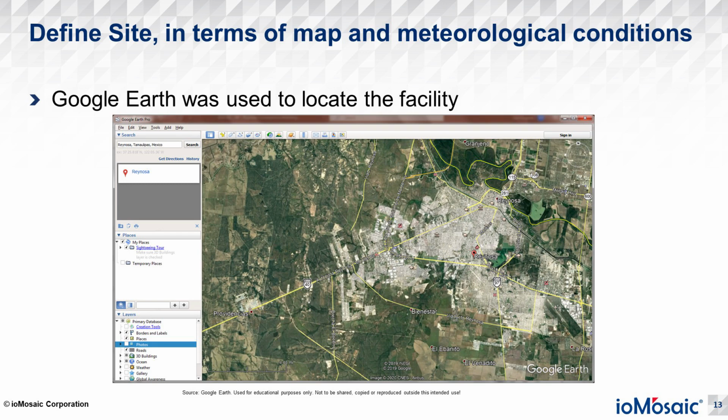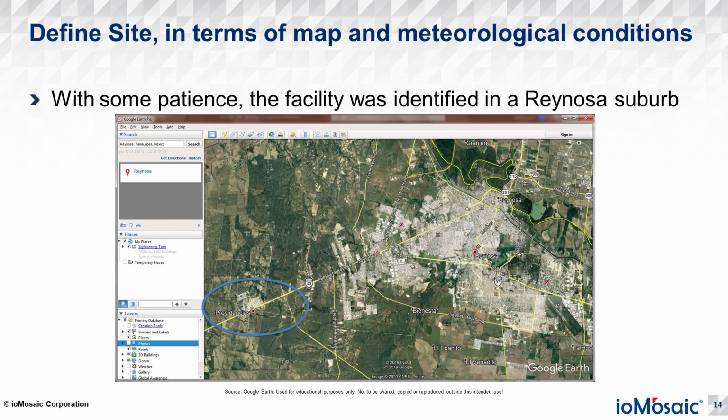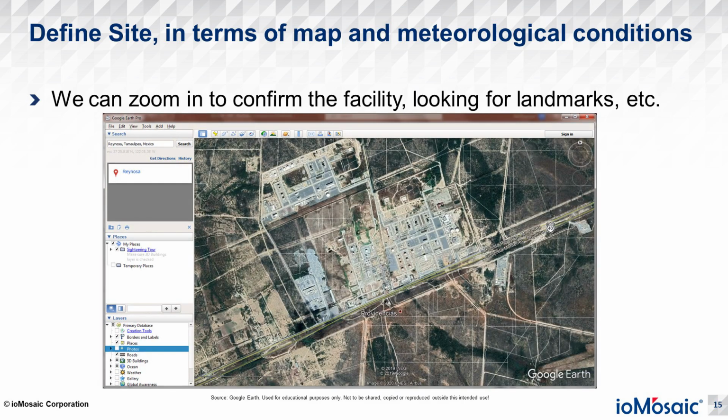We want to figure out where this incident occurred. So we know it was in Reynosa in Mexico. So this is looking at Google Earth, where I did a search for Reynosa. And it took a bit of hunting around to actually find the facility, because there's quite a few different facilities in that area. Okay, but it happened to be in a suburb of Reynosa. And we can zoom in just to make sure we're looking at the right facility.